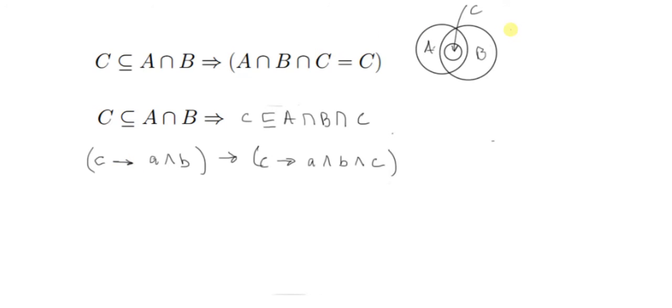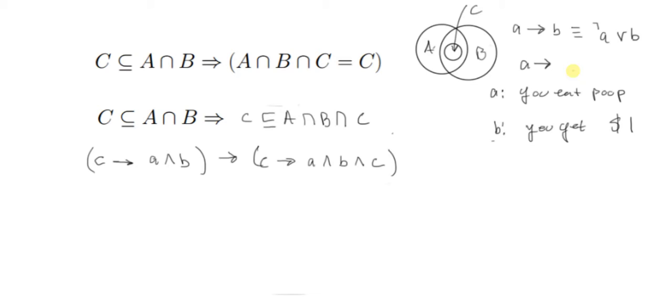We're going to use this theorem that A implies B is equivalent to saying that not A or B. So why is this true? For this one, let's use an example. Let's say A is you eating poop. I give you a bet. If you eat poop, I'll give you $1. And then you get $1. So if A, then B. So I give you this wager. If you eat this, I'll give you $1.